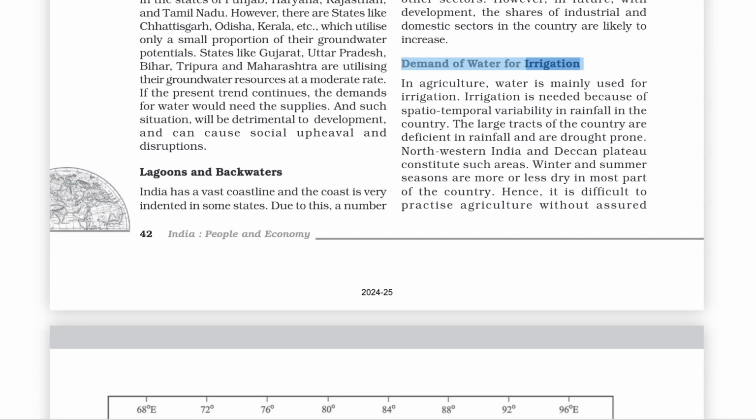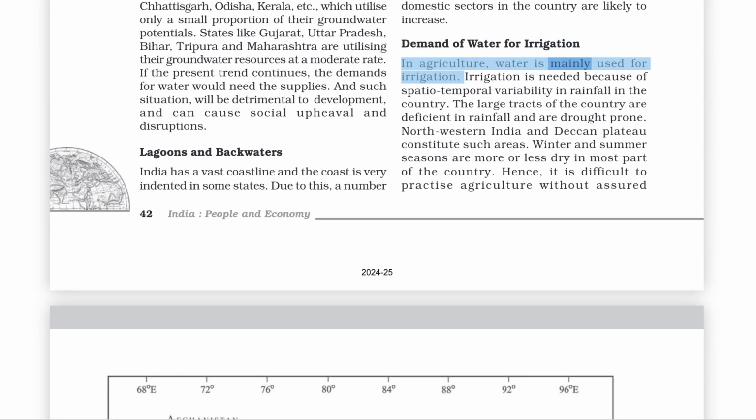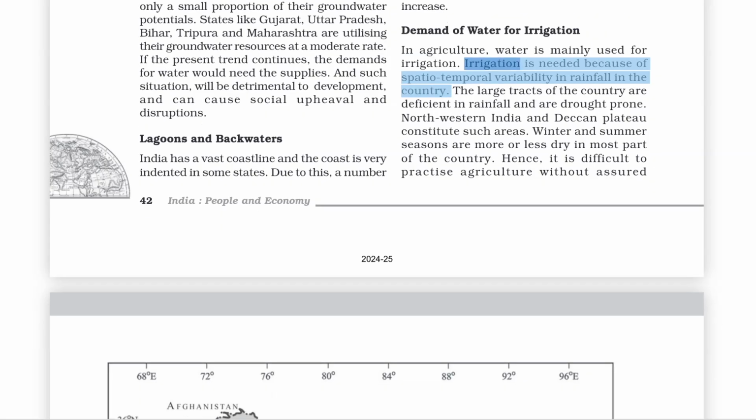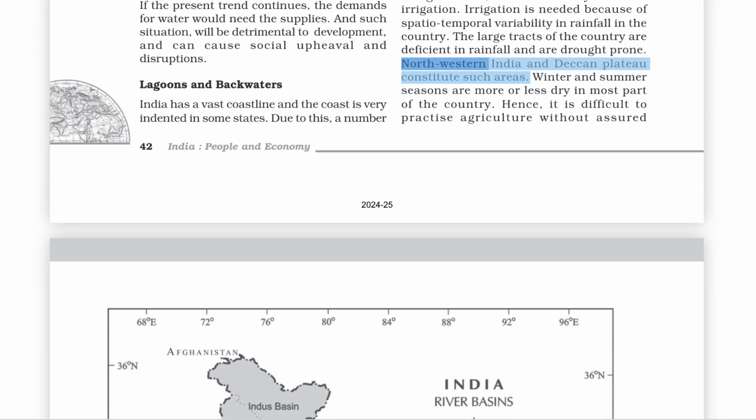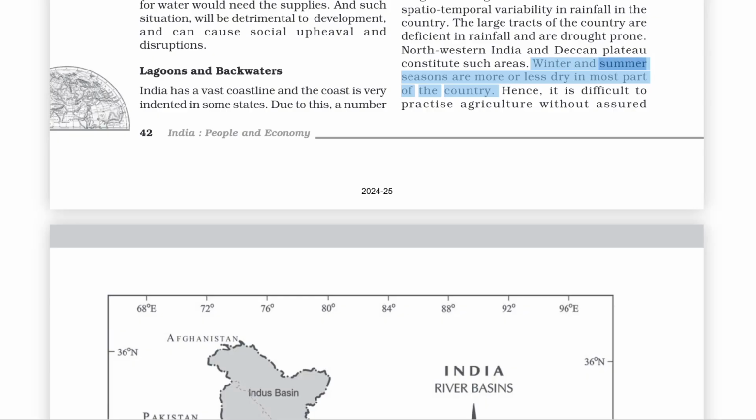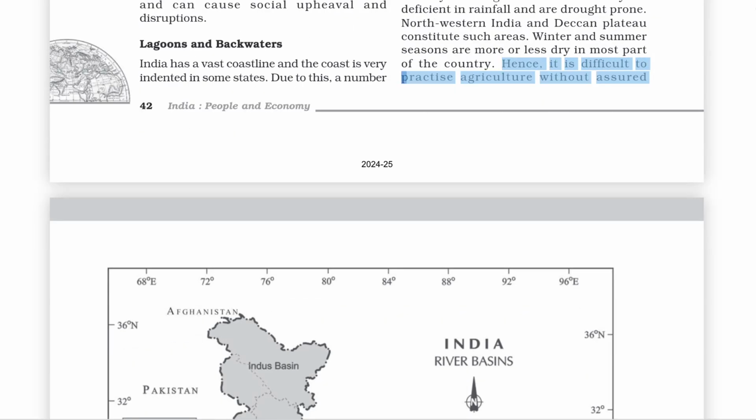Demand of water for irrigation. In agriculture, water is mainly used for irrigation. Irrigation is needed because of spatio-temporal variability in rainfall in the country. The large tracts of the country are deficient in rainfall and are drought-prone. Northwestern India and Deccan Plateau constitute such areas. Winter and summer seasons are more or less dry in most part of the country. Hence, it is difficult to practise agriculture without irrigation.